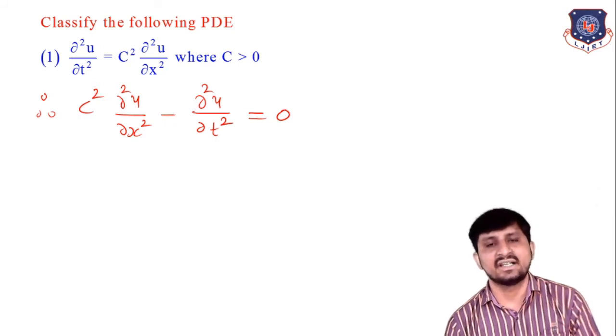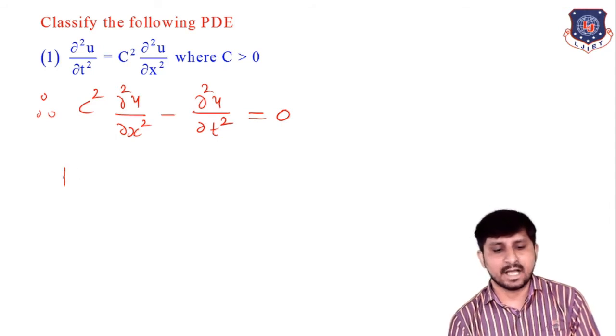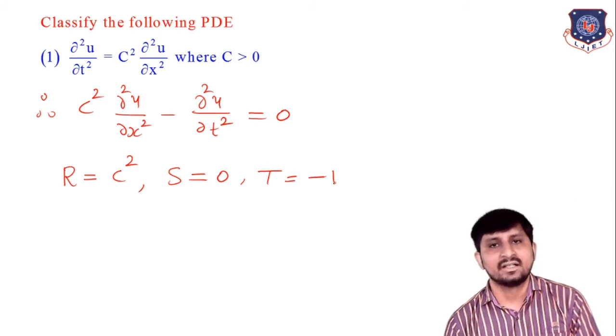Okay, so instead of y, here we have t, and u is a dependent variable. So you can understand that capital R is equal to c square, S is equal to 0, and capital T is equal to minus 1. Correct? Capital R is the coefficient of del square u by del x square, so that is c square. Capital S is the coefficient of del square u by del x del t, so that is 0. And capital T is the coefficient of del square u by del t square, so that is minus 1.